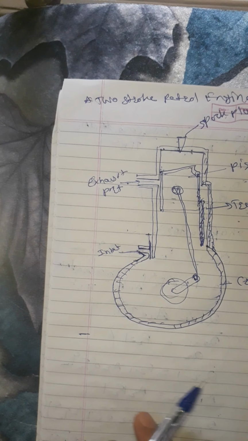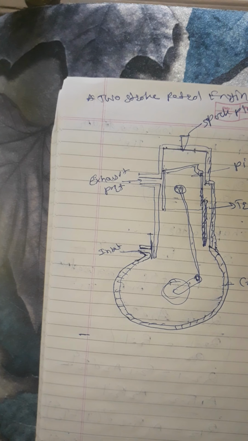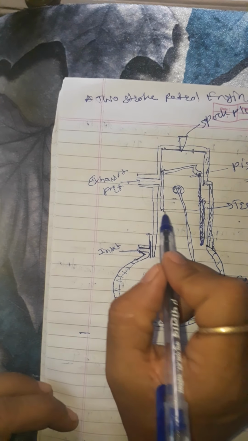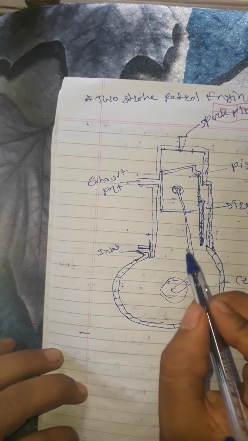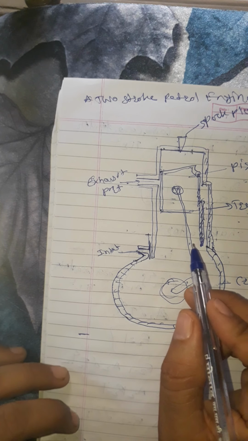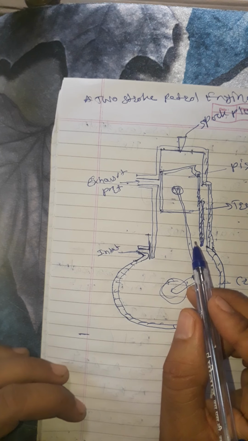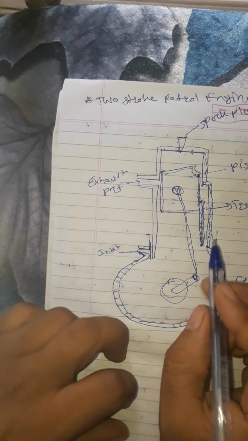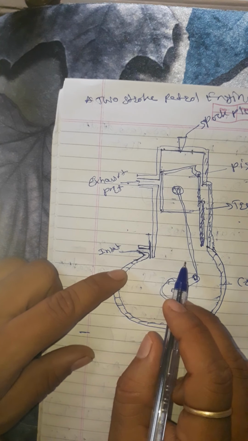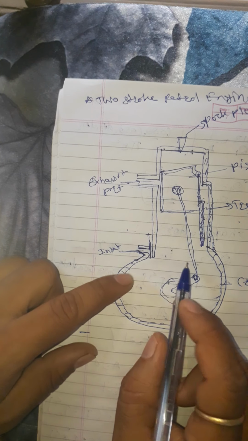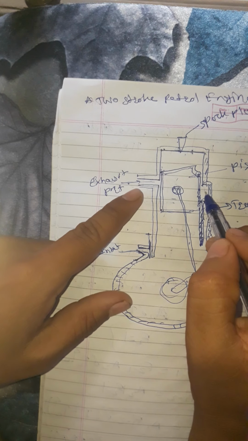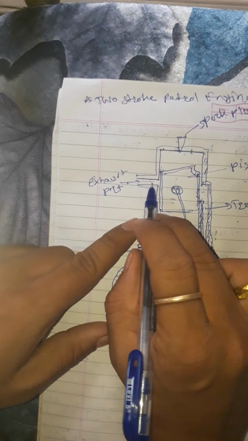This question will be asked for 7 marks or 5 marks. By using both sides of the piston, the 4 strokes are completed in 2 strokes of the piston and 1 revolution of the crankshaft. So no valves are present; ports in the cylinder are covered and uncovered by the piston. When the piston moves, this will be uncovered and this will be covered.